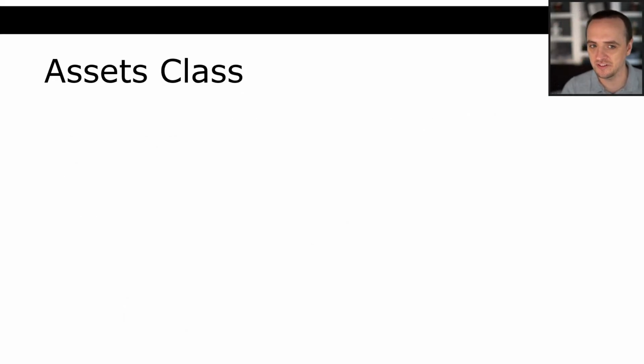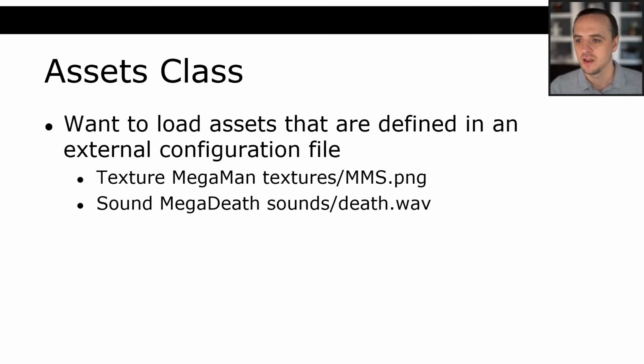So we're going to have an assets class that stores everything for us, okay? We want to load assets, and we want those assets to be defined in an external configuration file. When it comes time for assignment 3, I'm going to get into the real details of the configuration file, but you can think about it in your mind as something like this, where we have a bunch of different lines in the file, and the lines tell us what to load. For example, one line says, I want to load this texture, I want to give that texture the name Mega Man, and the location of that texture is here on disk. So this texture is called Mega Man, and you load this PNG file for that texture.